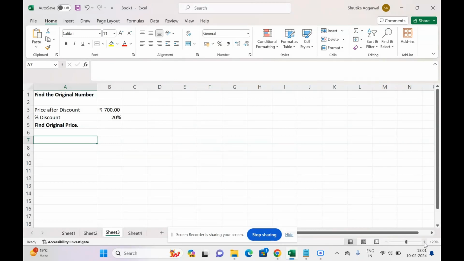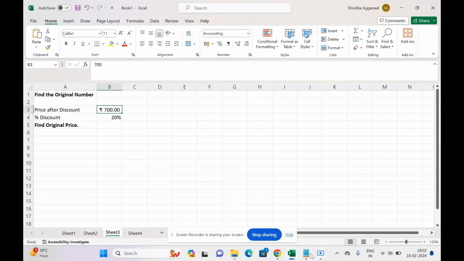So to do this, now let's understand this. To understand, we are getting a discount of 20%, which means the total cost is 100%. I got 20% discount, and the amount remaining is 80%. So 700 is 80% of the total amount. Got it? 80% of total amount.